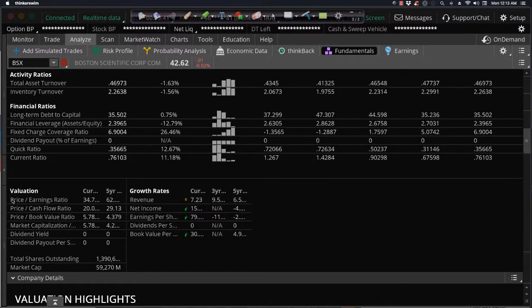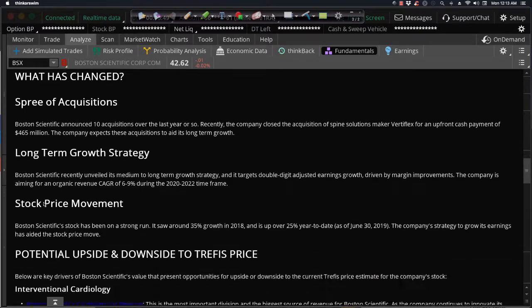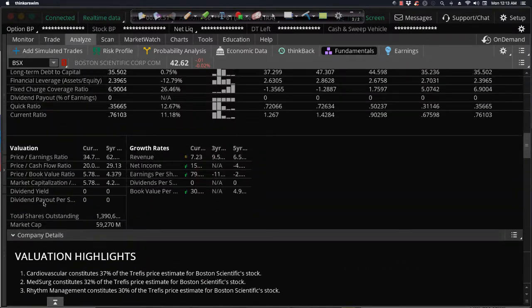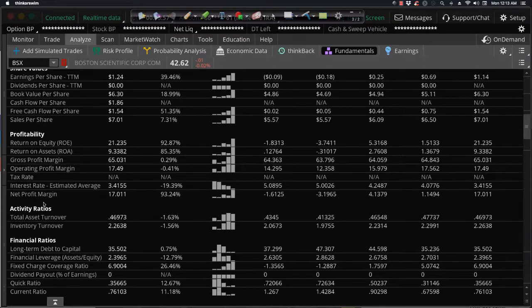You can compare the price of the stock to the earnings and book value and all kinds of fundamental metrics. And again, the longer you plan on being in a trade, the more important those fundamentals become.